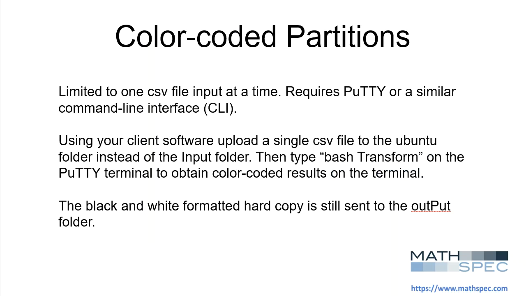A major difference between acquiring color-coded results instead of black and white results is the location for the uploaded CSV files. Normally the CSV files are uploaded to the input folder. To produce color-coded results, a single CSV file is first added to the Ubuntu home folder. Then using PuTTY, you need to type bash transform. The results will appear in the PuTTY terminal. A black and white formatted hard copy is still sent to the output folder.